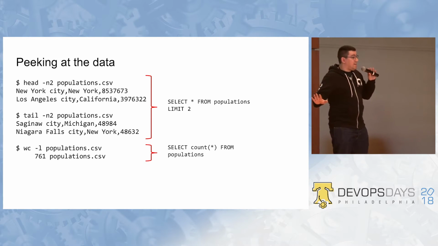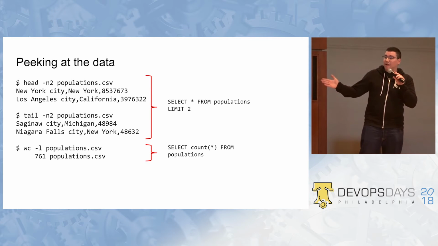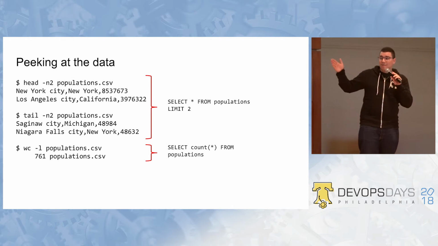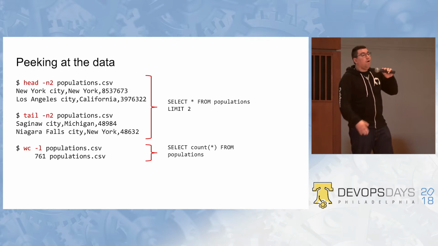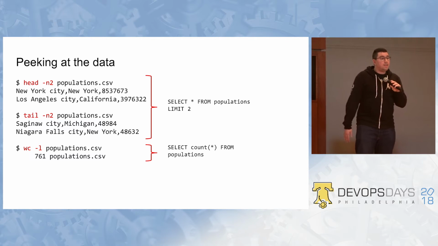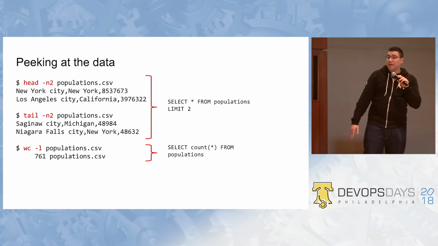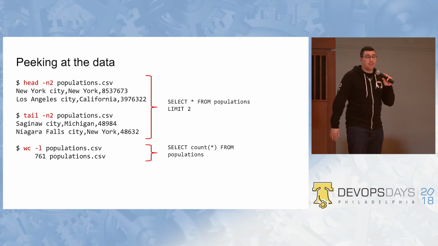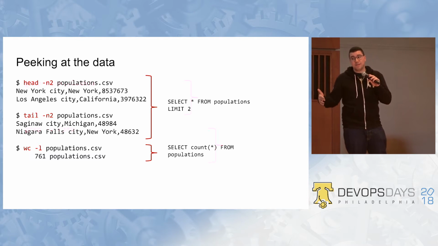First step in any type of data analysis is peek at your data, see what you're working with. So here we can see we have a 3-column population CSV file, city, state, population, 761 lines in total. What tools are we using to work with that? So head, we'll peek at the top of your file. Tail, we'll look at the bottom of the file. WC stands for word count, but here we're using the -L flag, so we're going to be counting lines. So we have 761 cities in the CSV.